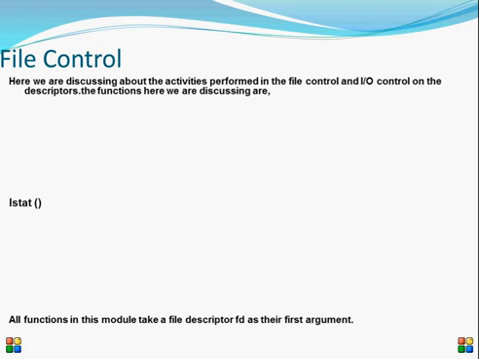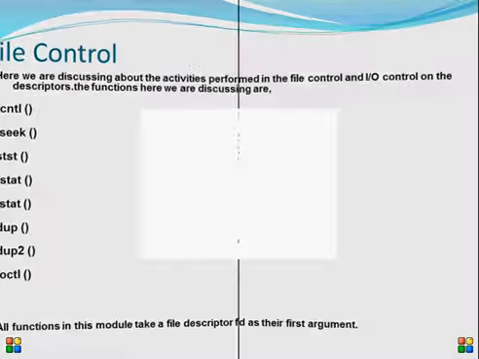The next one is the file control functions. Here we are discussing the activities performed in file control and input output control on the descriptor. The functions we are discussing are fcntl, lseek, stat, fstat, lstat, dup, dup2 and ioctl. All functions in this module take a file descriptor fd as their first argument. Let us start one by one.